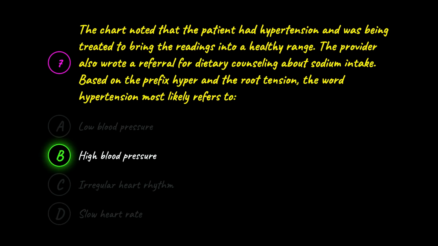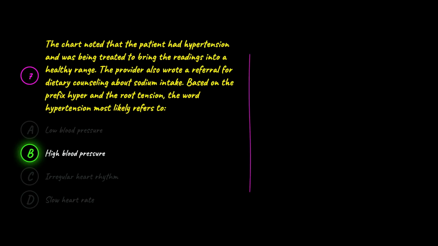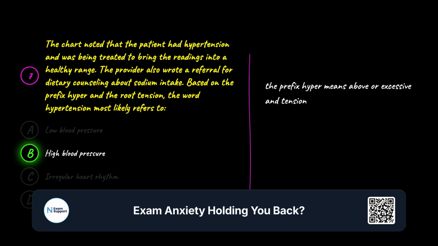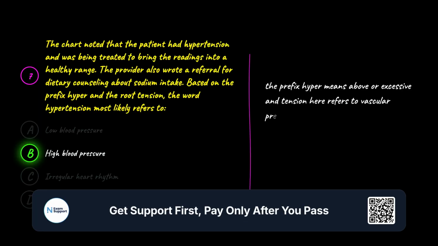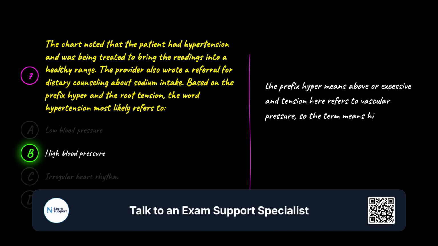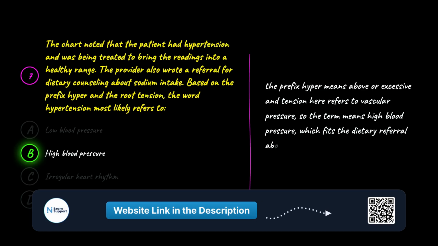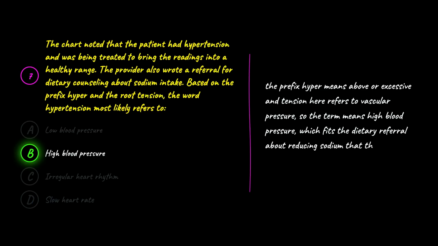The correct answer is B. High blood pressure. B is correct because the prefix hyper means above or excessive, and tension here refers to vascular pressure, so the term means high blood pressure, which fits the dietary referral about reducing sodium that the chart describes.